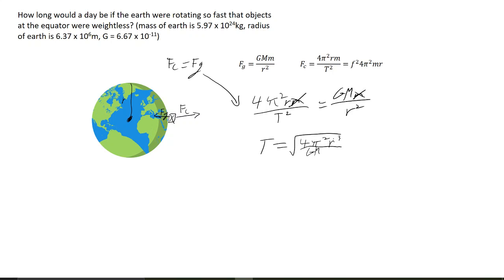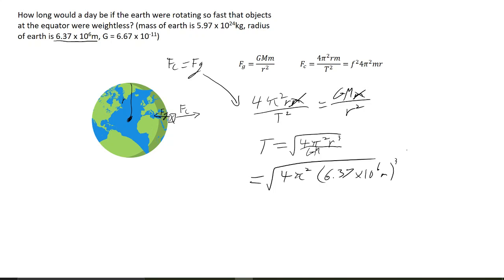So now, this is the hard part. We have to substitute all the variables for their actual numbers. So R, I put that in the question. It's 6.37 times 10 exponent 6 meters.